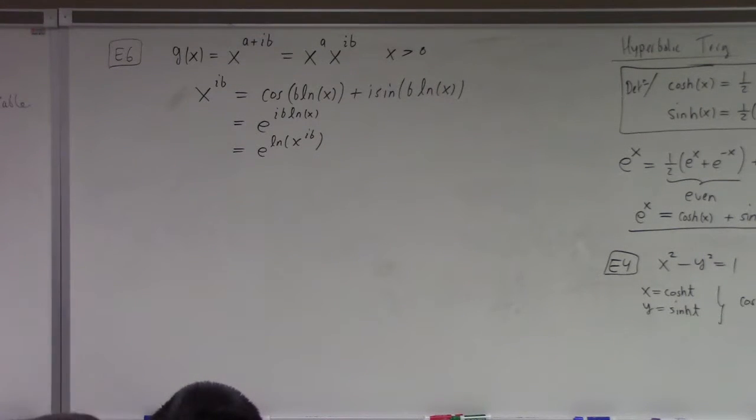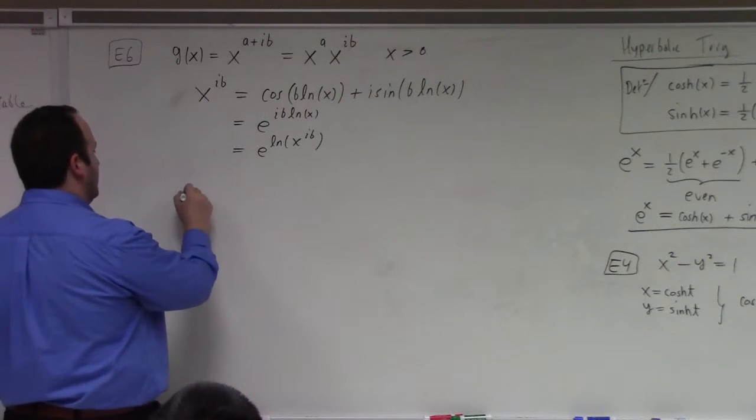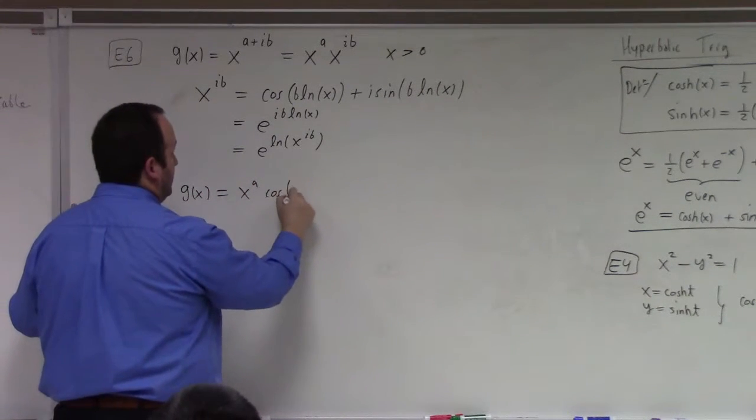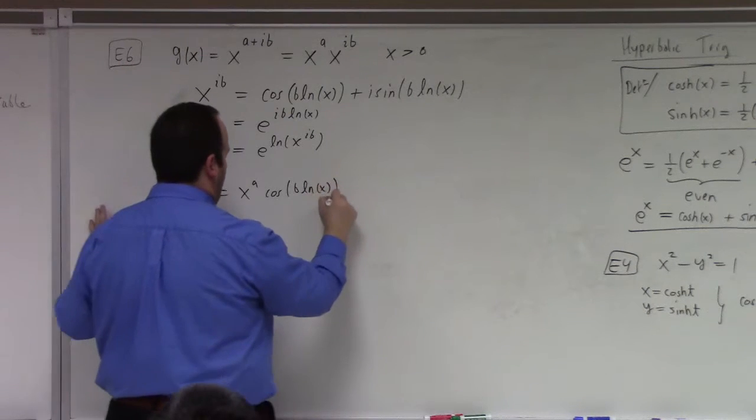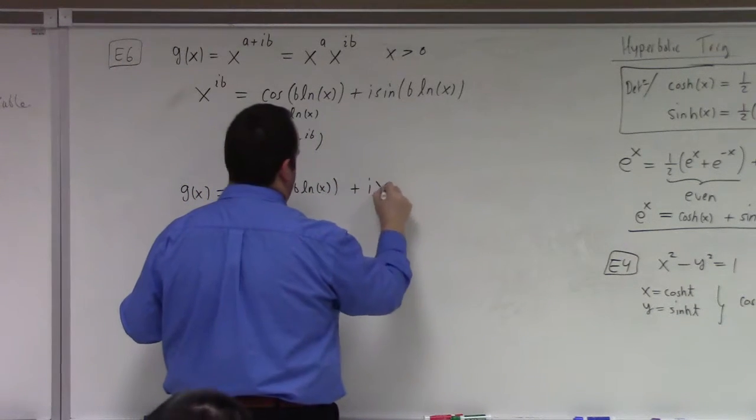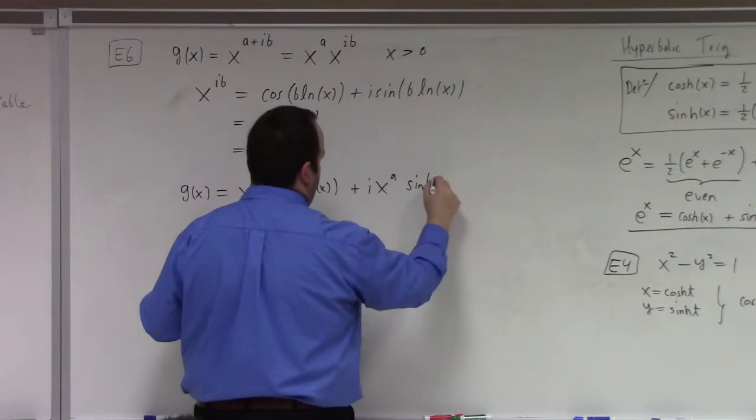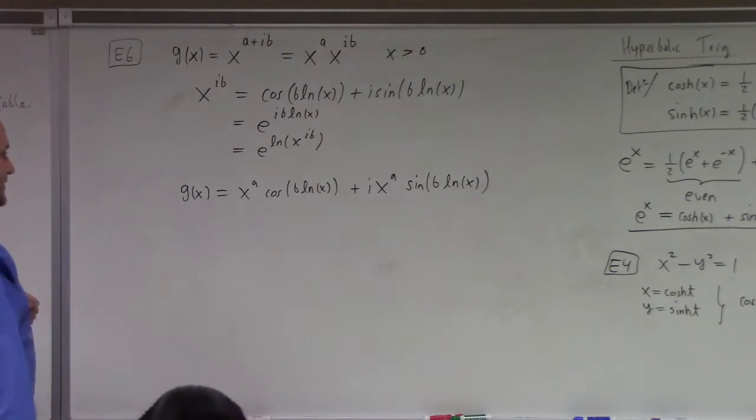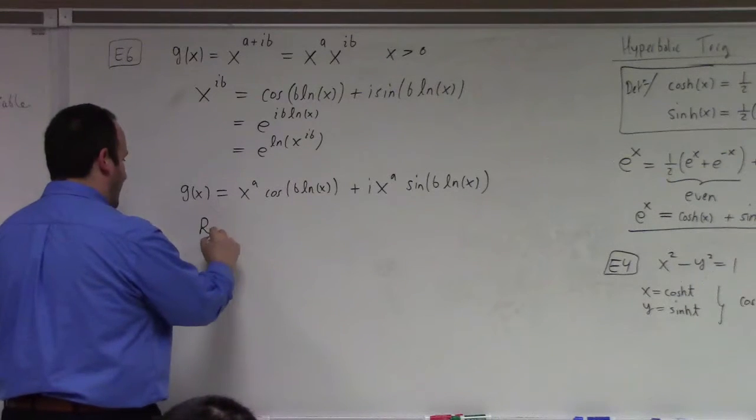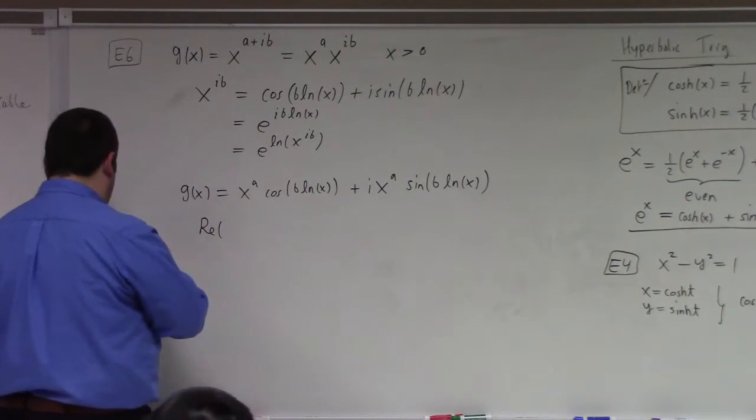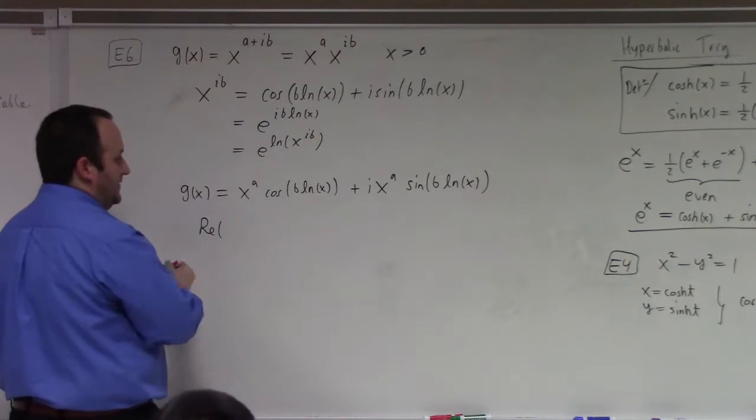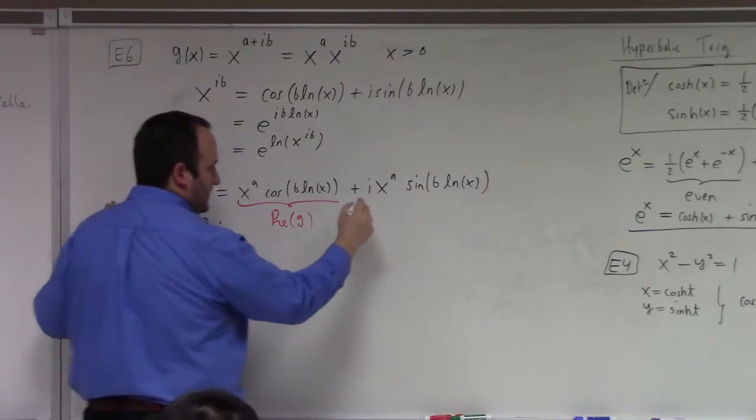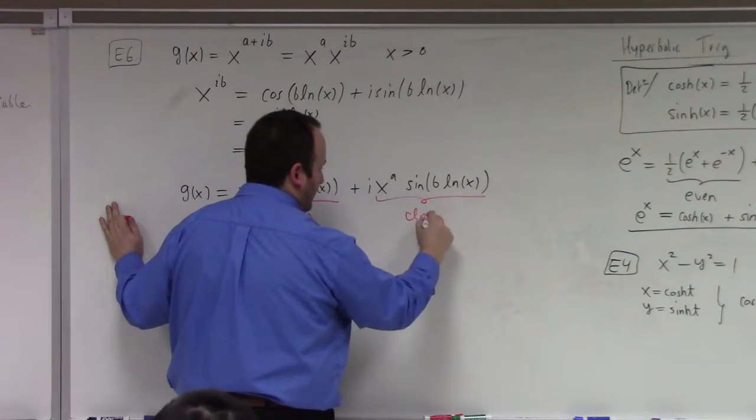Okay, anyway, long story short. What I'm getting to here, guys, is that g of x is equal to x to the a cosine of b log x plus i x to the a sine of b log x. So what's the real part of g? Let me just underline it if you don't mind. I'm tired of writing all this. This guy is the real part. This part over here is the imaginary part.